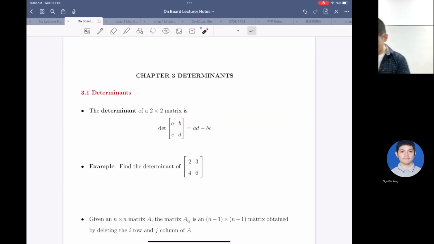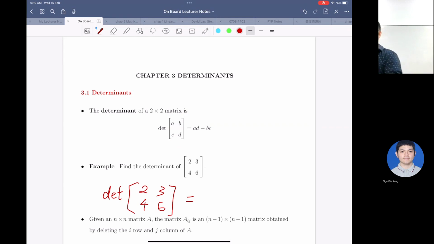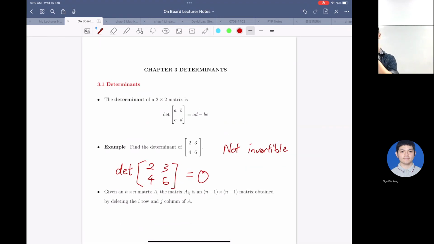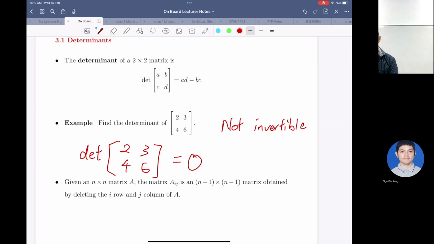Okay, so the second example is to find this determinant here. So let's quickly go through. What's the determinant of this matrix here? Can someone quickly say a number? 0. Okay, so that means this is not invertible because the determinant is 0. Have we discussed this? I think we discussed, right? If the determinant is non-zero, then A is invertible. Okay, good. So this one is not invertible.